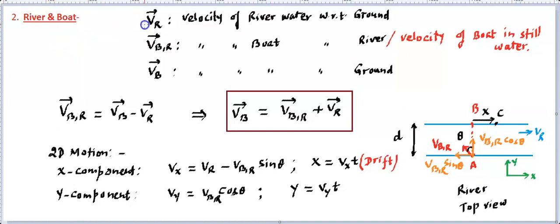Let me quickly re-explain. This is river velocity, this is the boat velocity, it's also called still water velocity, and this is what we need to find. This is the addition of two vectors. We are adding two vectors, with this theta assumed from the vertical, making two components, and this is another component that we are adding up. So the x component of velocity is this, and the y component of velocity is this. And then from here we can find the drift, and we can find the time taken to cross the river.